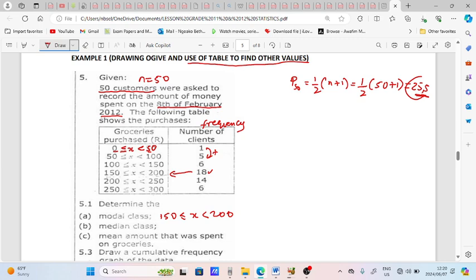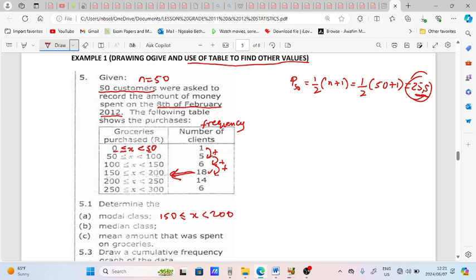I take that 6 and add it to 6. What do you get? 12. 12 is not greater than 25. I continue. Now that's 12 plus 18. What do you get? 30. This 30 is on the 18. Can you see that? Whenever you come to that number, this is the answer. You get that?